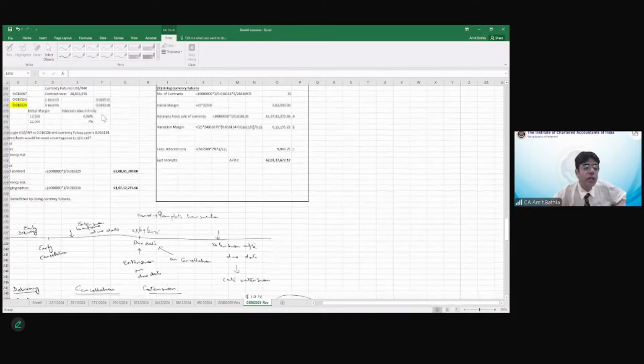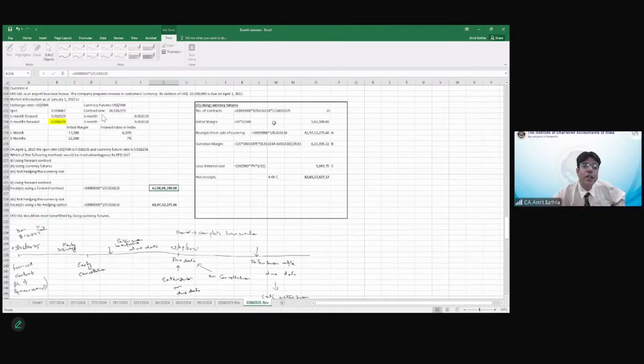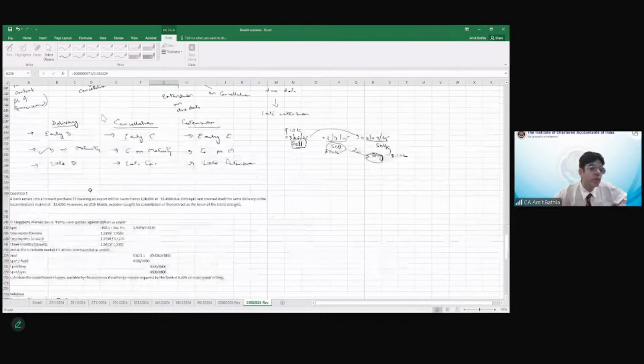And as I mentioned over here, I would still recommend in the examination also try to prioritize what is a low-lying fruit for you. So as I calculated over here, first I calculated using forward contract, then no hedging, because those are very low-lying fruits. You will easily be able to secure your 2 marks, 1 each, right? And then you focus on the longer part. But again, that is a paper writing strategy which you may choose.